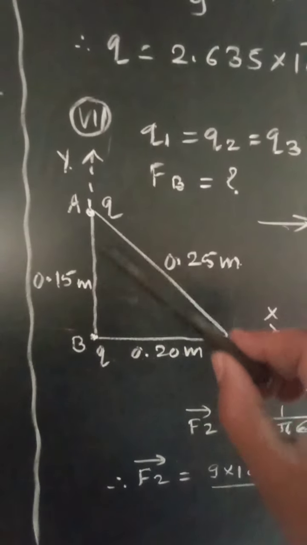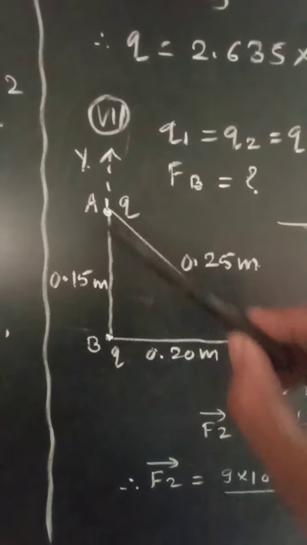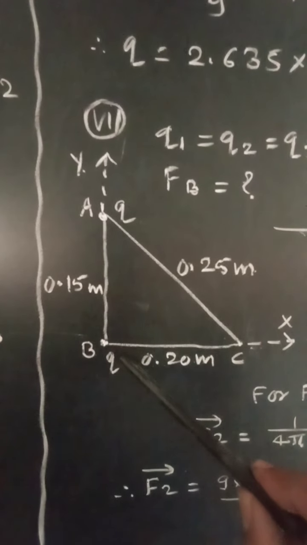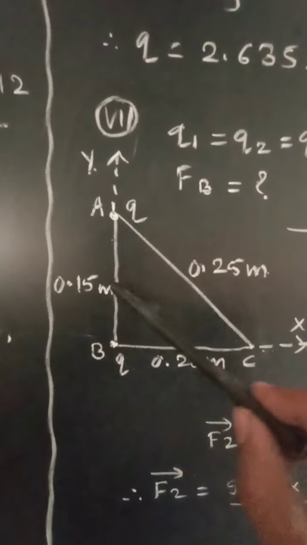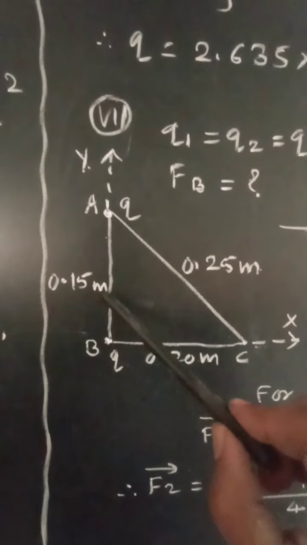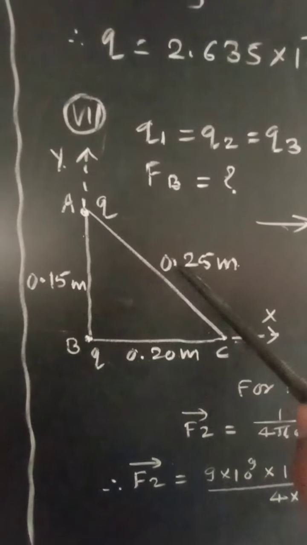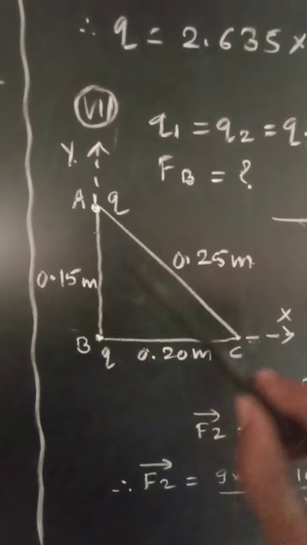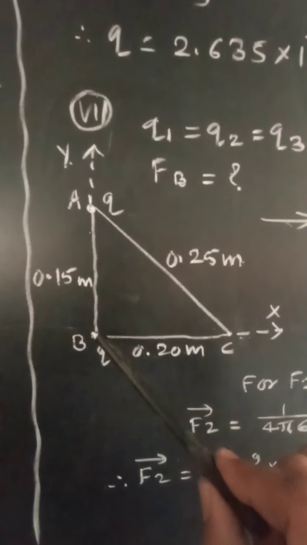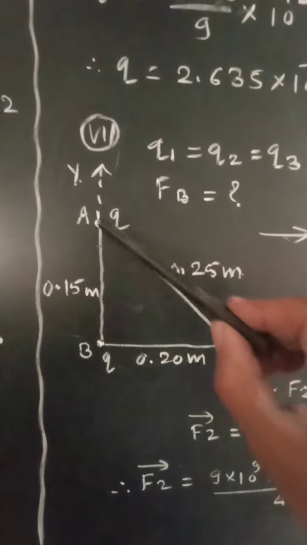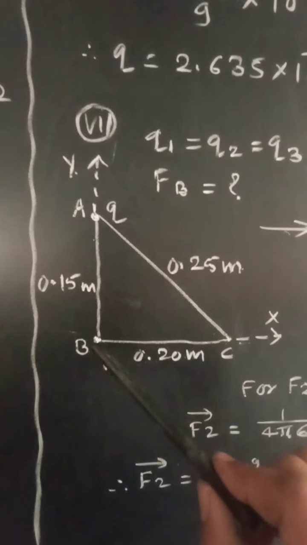For that purpose we have considered this right angle triangle ABC. At all these points A, B, C, charge Q, which is having its value 10 into 10 raised to minus 8 coulomb, is situated. The sides are taken as 0.15 meter, that is 15 centimeter, then 0.20 meter, that is 20 centimeter, and 0.25 meter, that is 25 centimeter, are the three sides of this right angle triangle. Then the charge which is located at this point B will be acted upon by the forces exerted by the charges located at A and C. So that force we will have to calculate, that is FB.